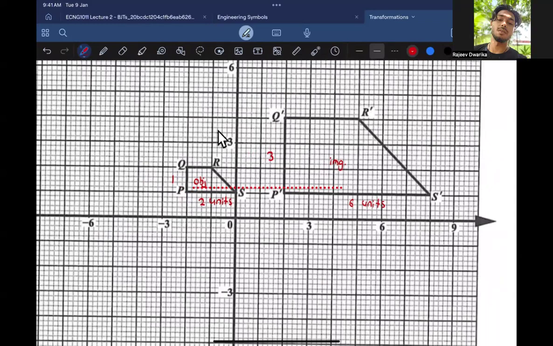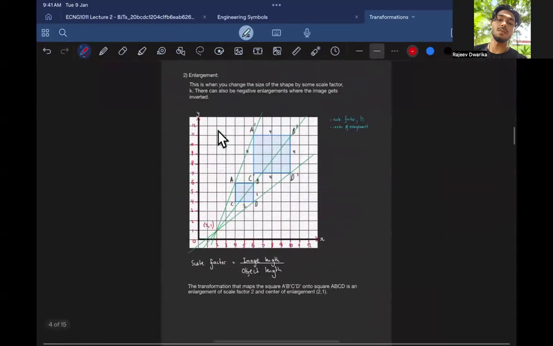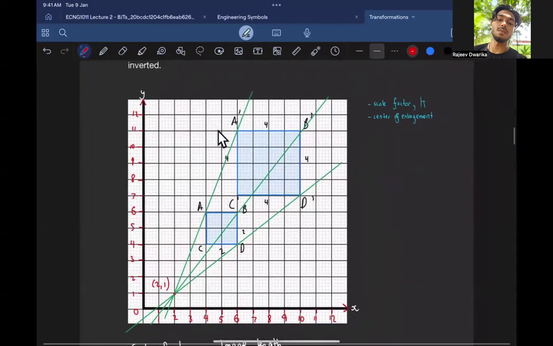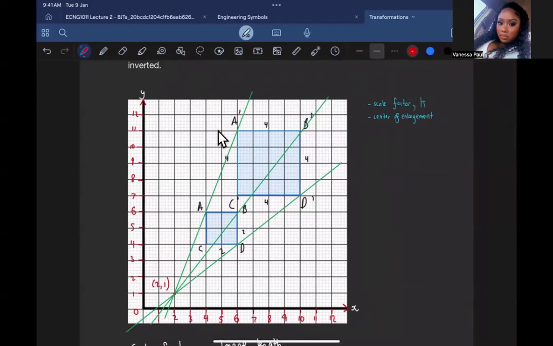So to find that center now, let me think. I know the center is on the x axis. Wait, you remember how to find the center? Let me just recap. When you find the center, you just draw the lines to the point.